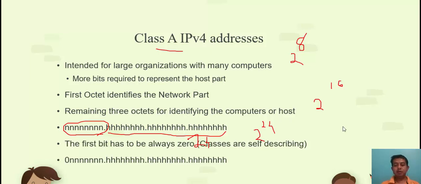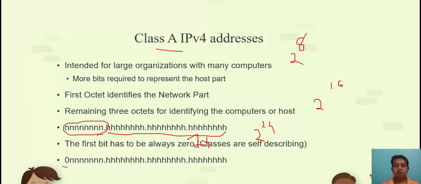Now when they created these classes, they made them self-describing. That means, how would an intermediate router know to what class a particular address belongs? There is no other information in that IP address. It's a simple 32-bit string. There is no other metadata to tell that this is a class A address, a class B address, or a class C address. So they made the addresses self-describing. For class A, the first bit is fixed as 0. So every class A address will have a 0 fixed as the first bit.